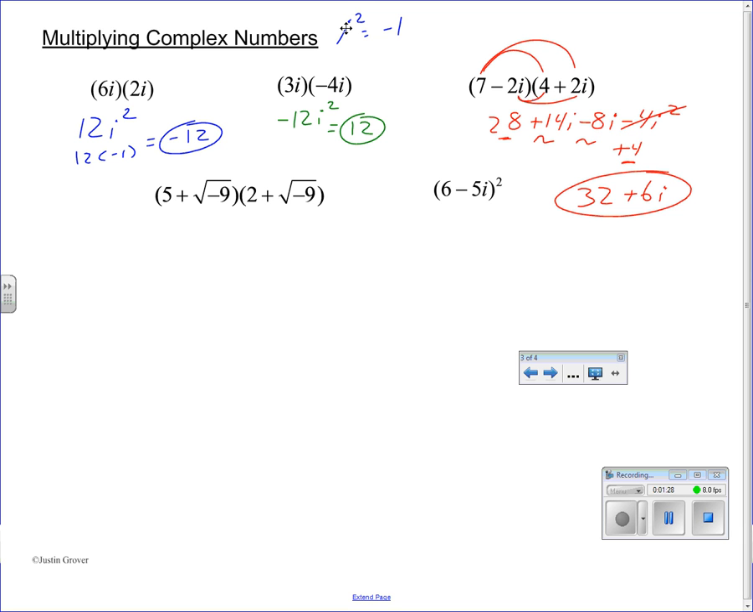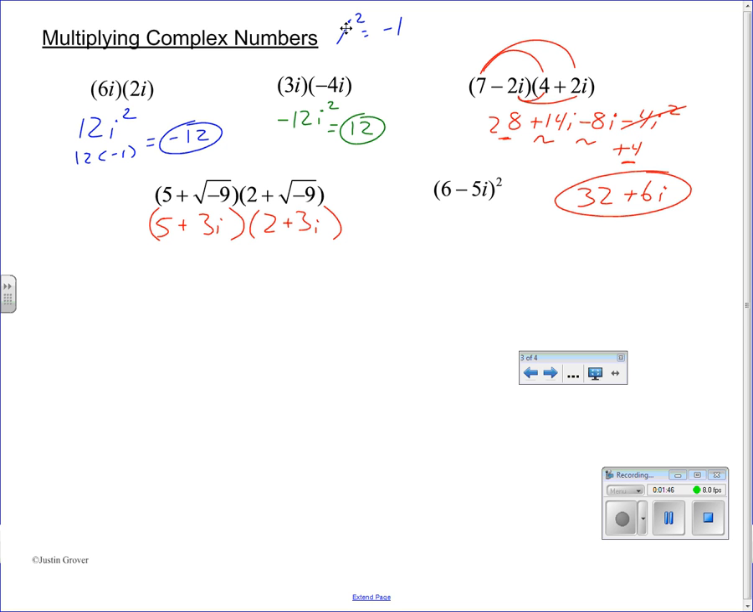And multiplying 5 plus square root of -9 and 2 plus square root of -9, I could just right away change it to 5 plus 3i and 2 plus 3i, because I know the square root of -9 is 3i, and just treat it like I did that last problem.